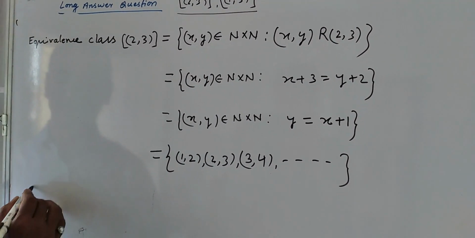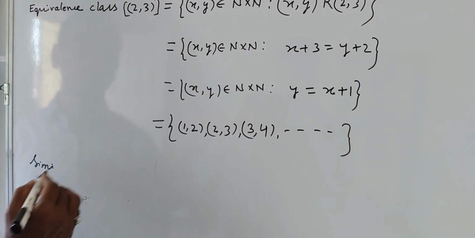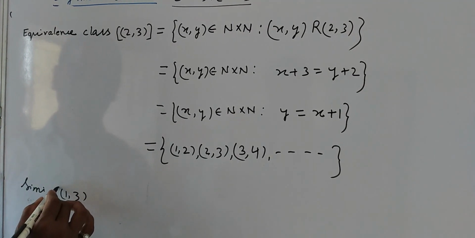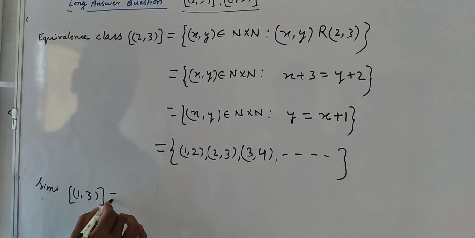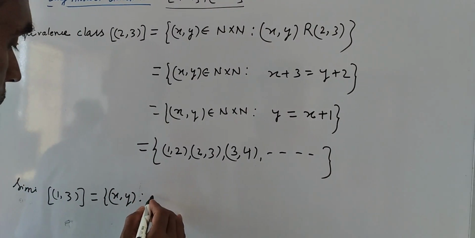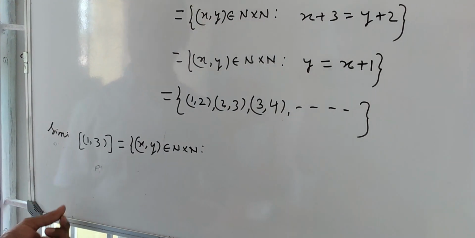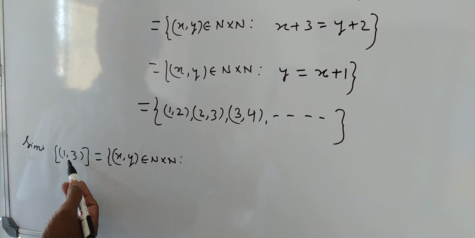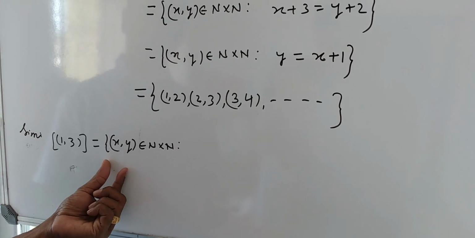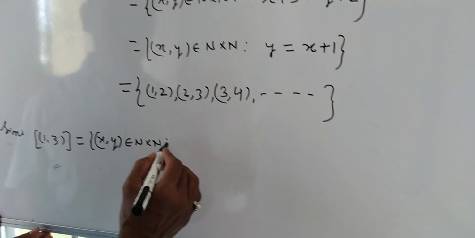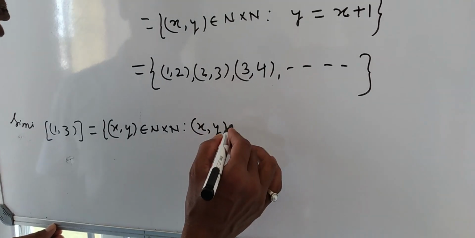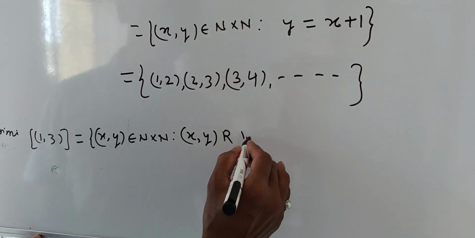Similarly, you can write the equivalence class of (1, 3). The equivalence class of the second element (1, 3), according to the definition, let (x, y) be any element belonging to N cross N such that (x, y) is related to (1, 3).